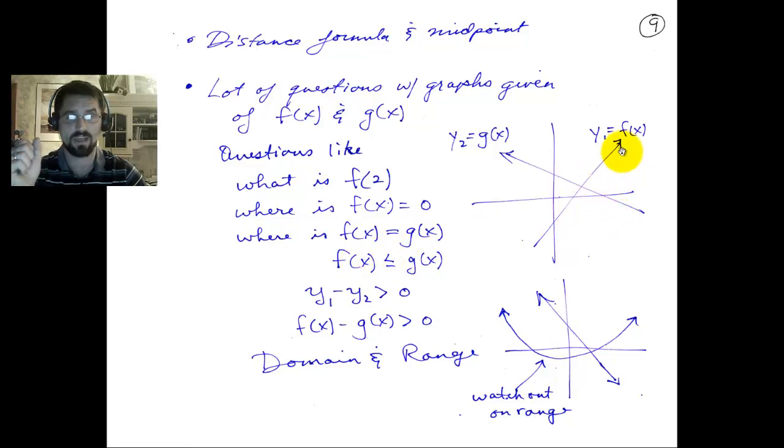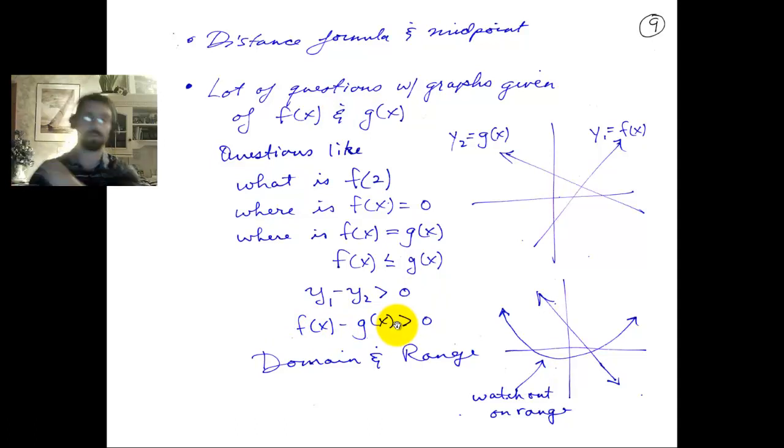In this case, f of x is less than g of x before the intersection, so whatever value this was, we'd say negative infinity, comma, that value, and because there's an equal sign here, we put a bracket. And that value would be the x value, not the y value. For y1 minus y2 is greater than 0, something of that nature, just move the y2 to the other side, and then it's in a form that you're used to seeing. And same thing if it's like this.